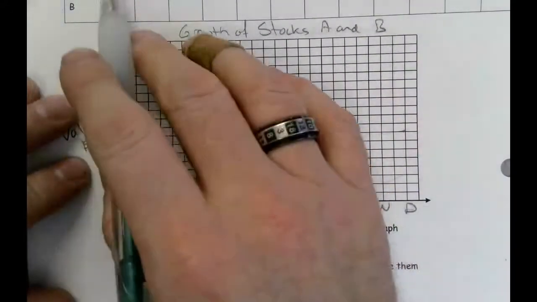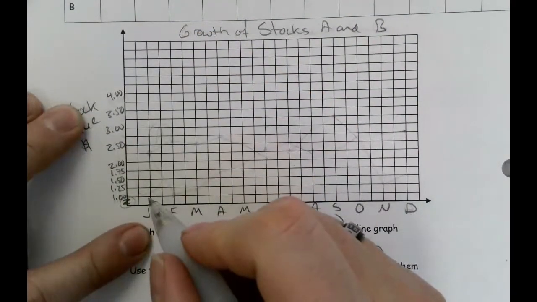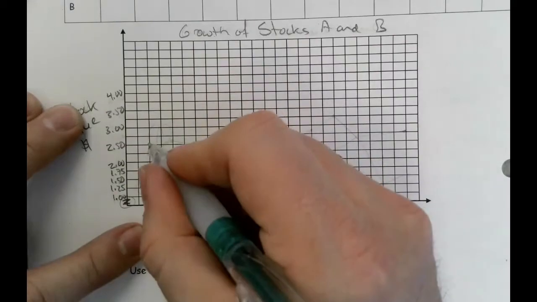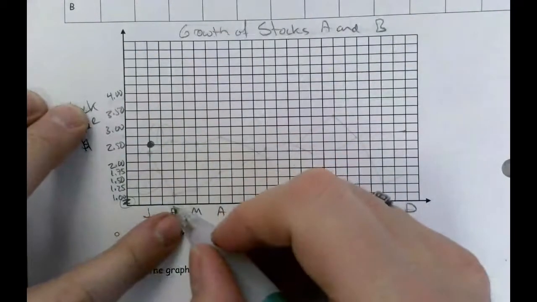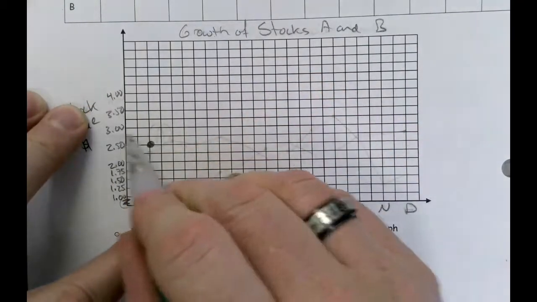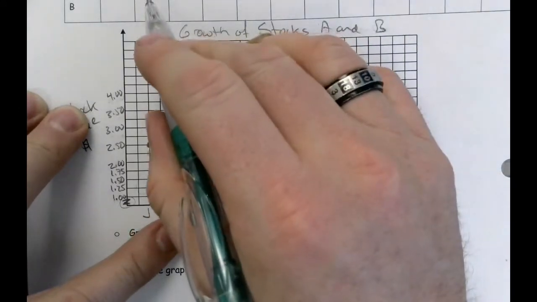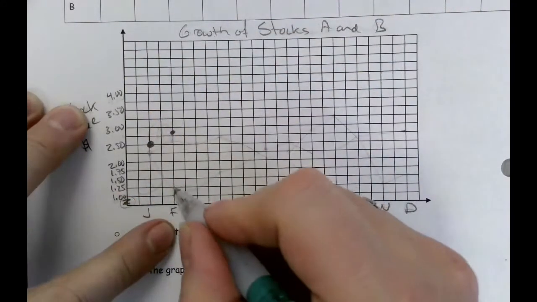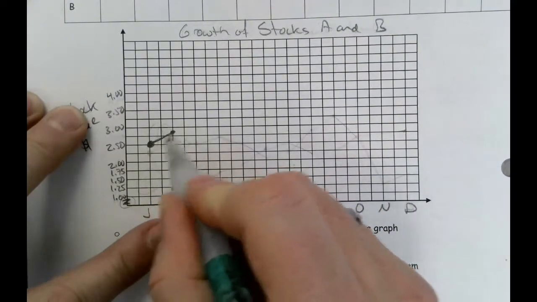In any case, we take a look at January, and for January, it looks like stock A and B are both $2.50, so they're both going to start here. But then in February, stock A goes to $2.85. Now, this is going to be $2.75, so $2.85 is going to be a little bit higher. And stock B is going to be $1.25. That's going to be down here. So for stock A, I'm going to draw a straight line here. Here's stock A.